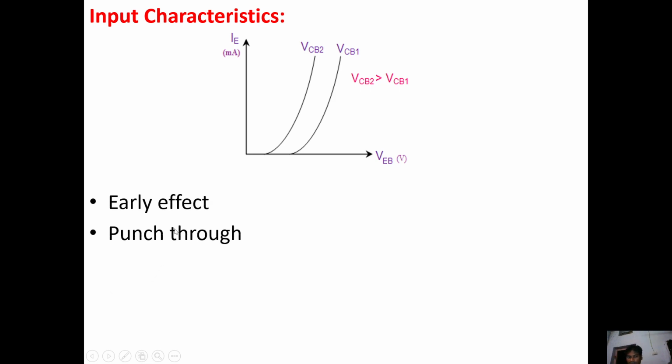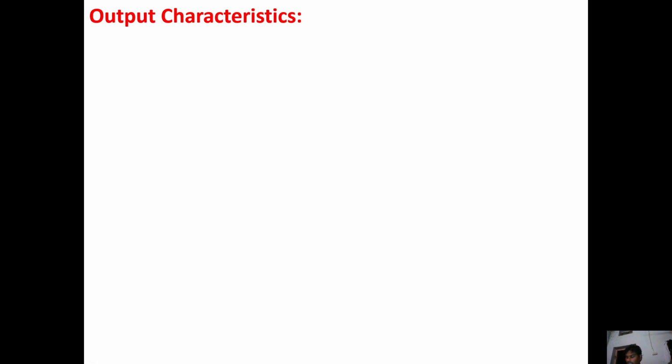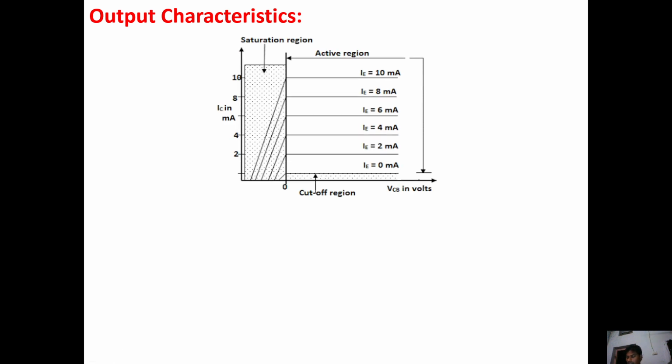Punch through: as the reverse bias across the collector base junction increases, the base width decreases. At one particular voltage, both depletion regions touch together, and the width of the base becomes zero. This is known as punch through.